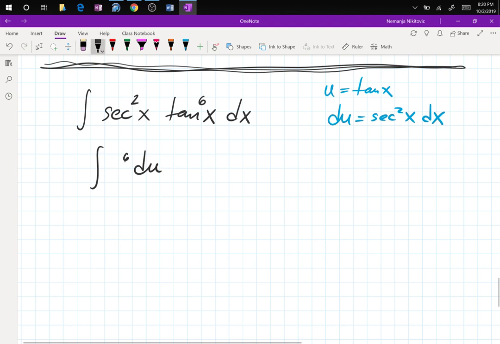So going from "holy nightmare, the method doesn't work" into a solution right away. Right? So u to the 7 over 7 plus c. Guys, it's going to take time. This is where your weekend is going to go. It's going to take time to get comfortable with u is secant, u is tangent.